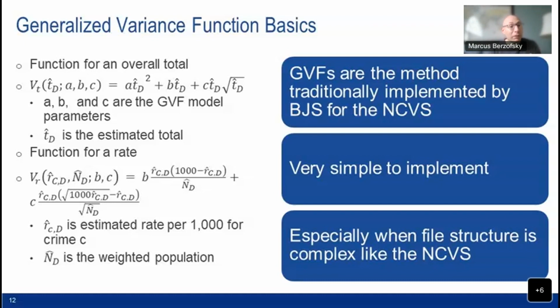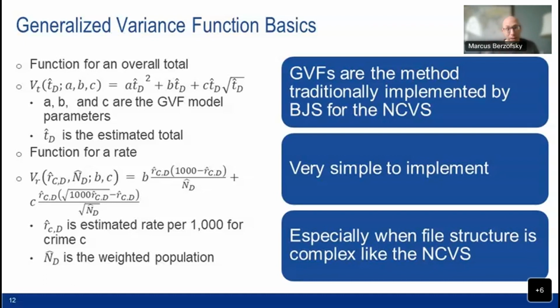The function is different if you're producing a rate per 1,000 persons or households. It's a 2-parameter model with just the B and the C parameter and a slightly different function. Basically, you can get these values of T or R or N directly from the data. You then enter those, and with the parameters that are given to you in a spreadsheet, you can just enter them and get your variance. So it's a relatively straightforward thing to implement for a single estimate.